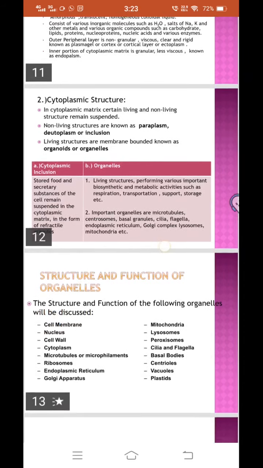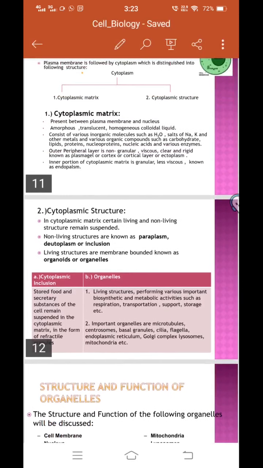Okay, now after the outer layer there is the inner portion of the cytoplasmic matrix, and that inner portion of the cytoplasmic matrix is less viscous and it is granular.